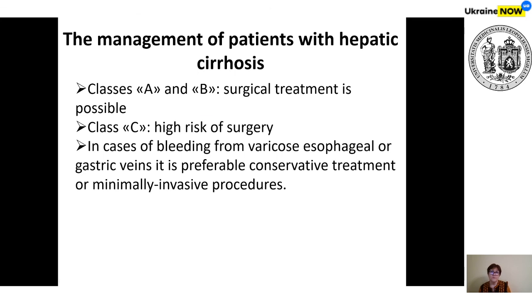In the management of patients with hepatic cirrhosis in class A and B, surgical treatment can be considered, but in class C there is high risk of surgery, especially in patients with bleeding from varicose esophageal or gastric veins. It's preferable conservative treatment or minimal invasive procedures.